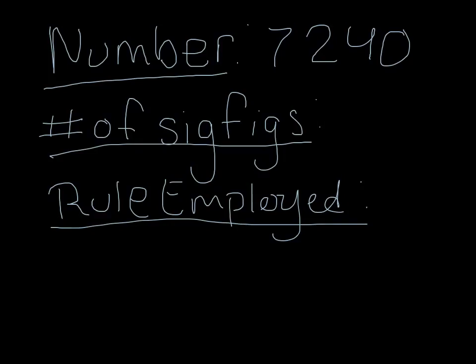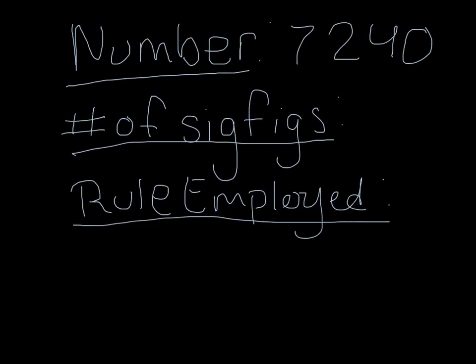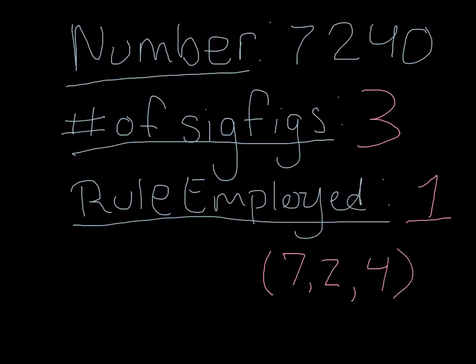Let's try some examples. First off, the number 7,240. This number would have a grand total of 3 significant figures. And the rule for this would be rule number 1, that any digits that are non-zero are significant. In this number we have 3 non-zero digits, the 7, the 2, and the 4, giving us a total of 3 sig figs.